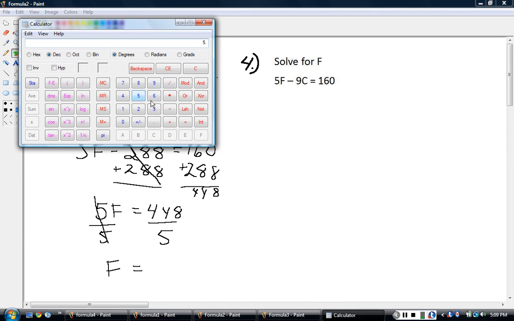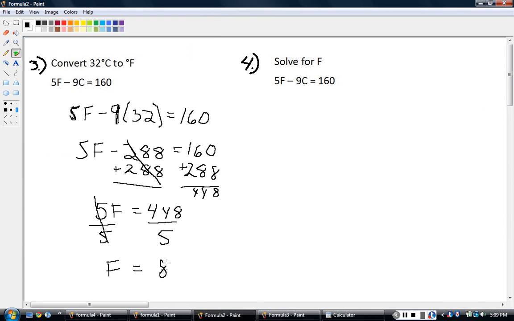Divided by 5, and that gives me my solution of 89.6 degrees. Okay, so we thought it was pretty hot, 32 degrees Celsius, and it is. 32 degrees Celsius is approximately 89.6 degrees Fahrenheit. Okay? Alright.